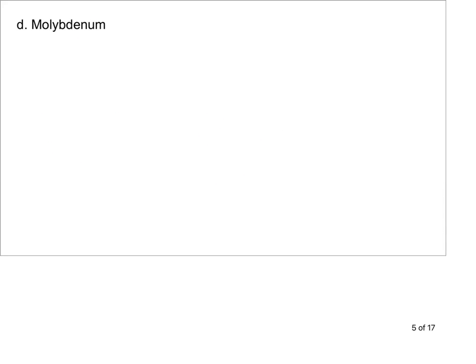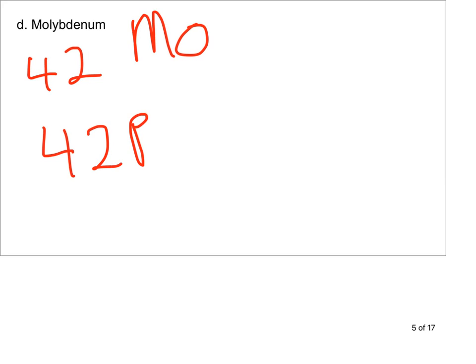Molybdenum, element number 42, symbol Mo. So we have 42 protons and 42 electrons in each atom of molybdenum.